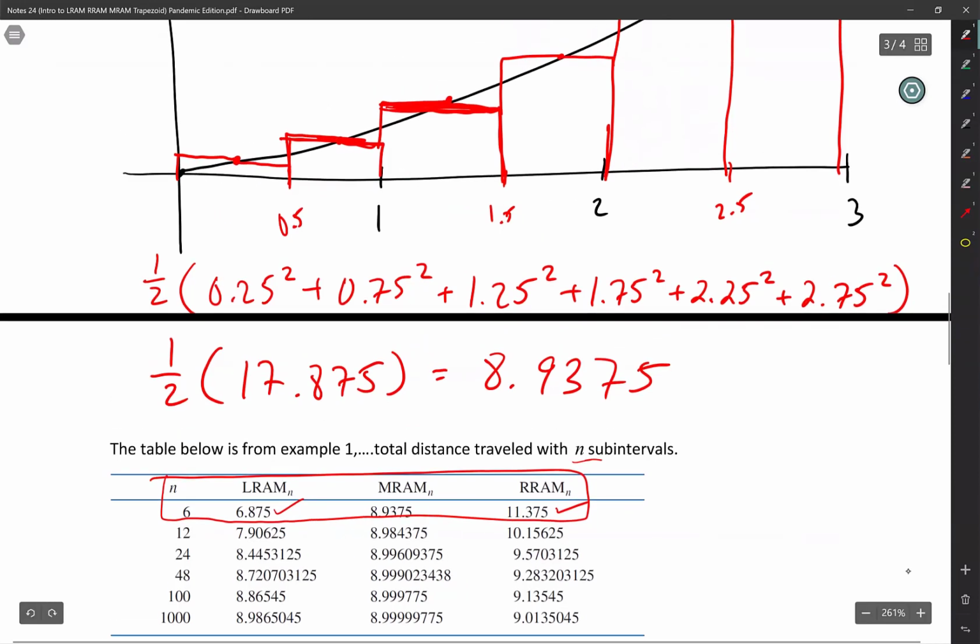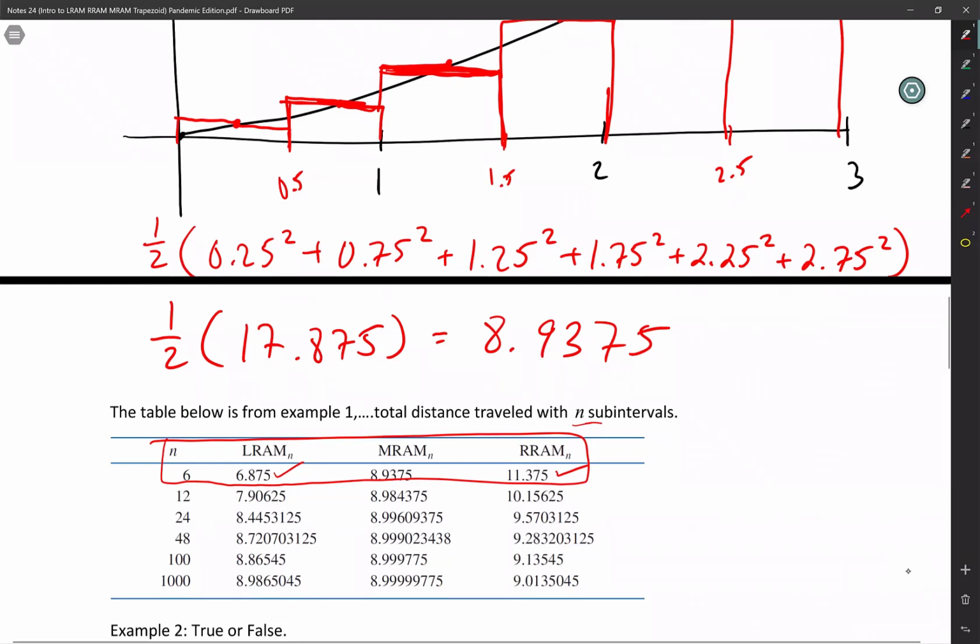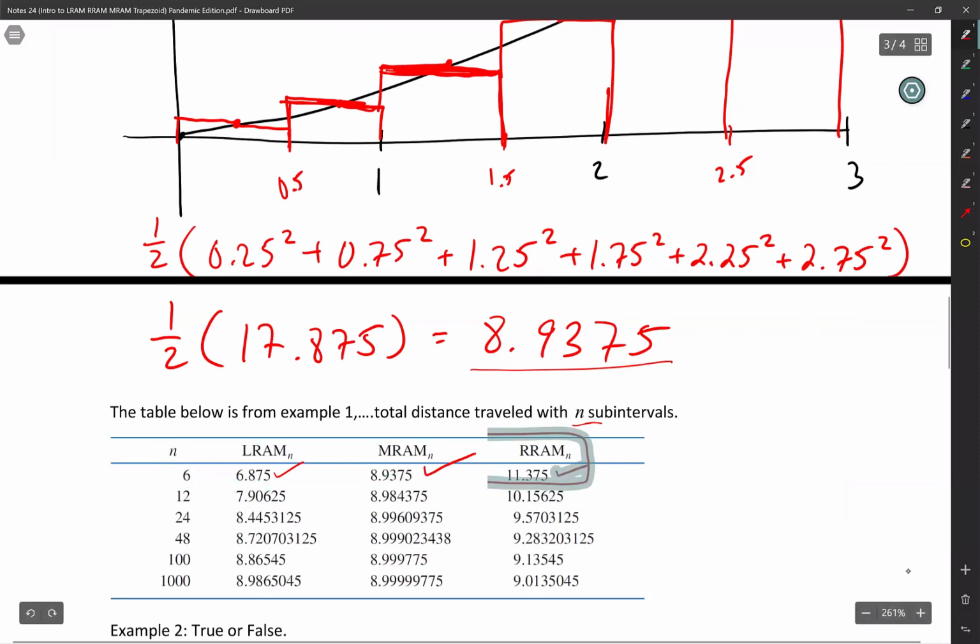Yeah, we did, right? Okay. And did we get 8.9375 for MRAM? Excuse me, that was supposed to be a yeah, not a hiccup. Yeah. So there it is. It worked. So look what's happening.